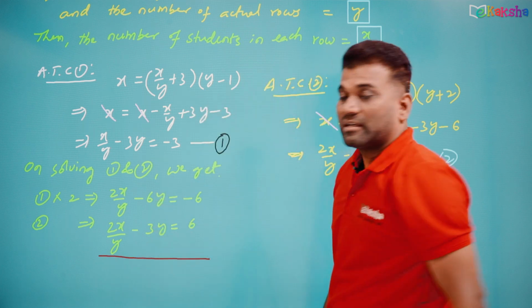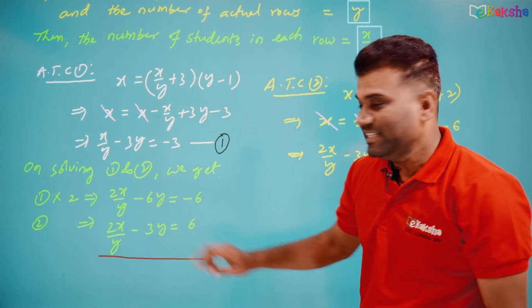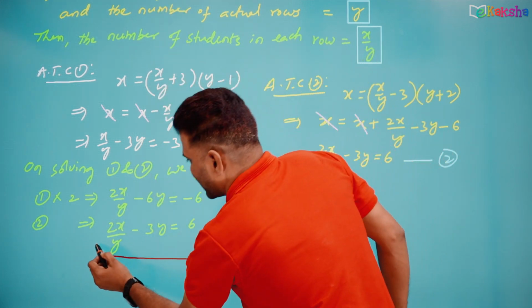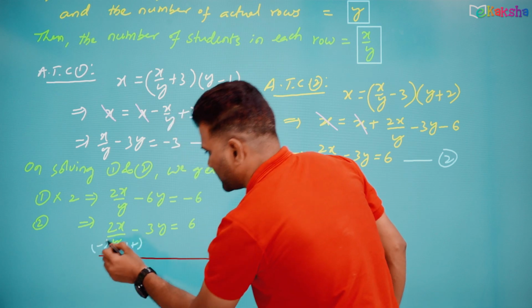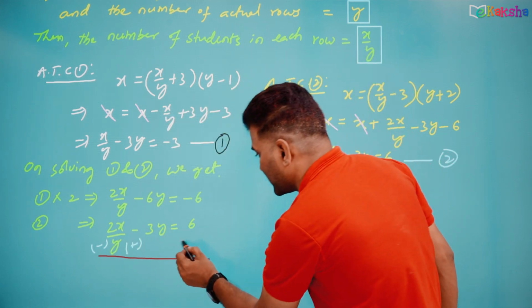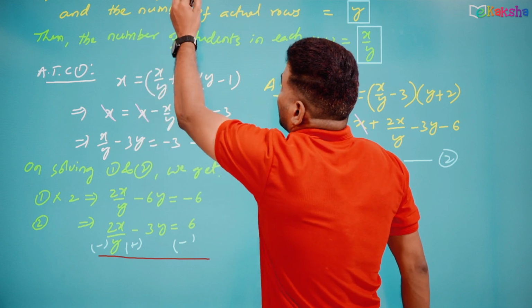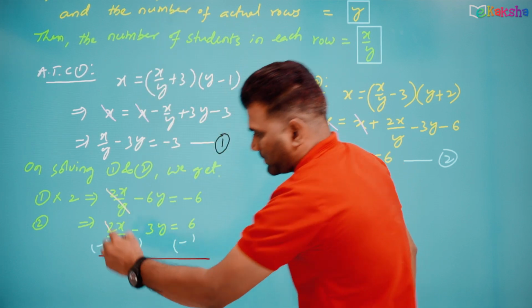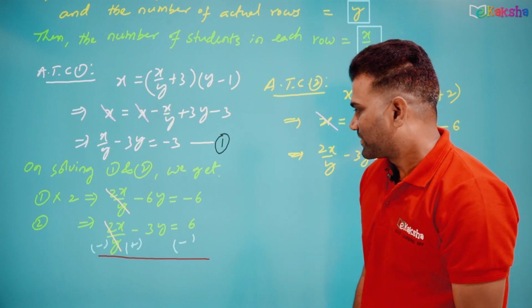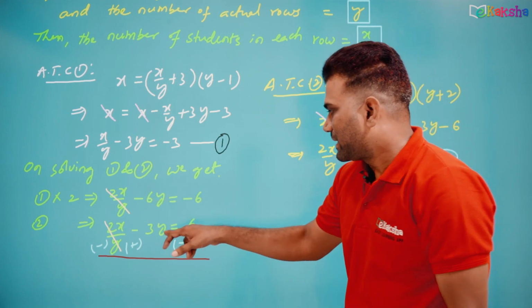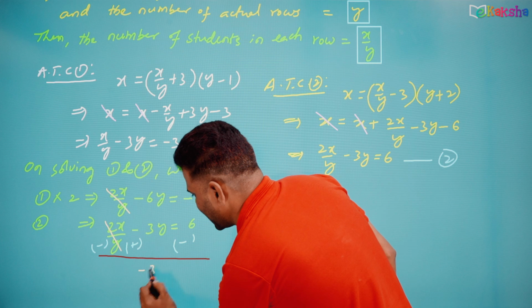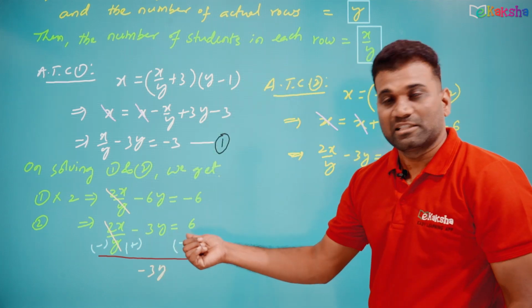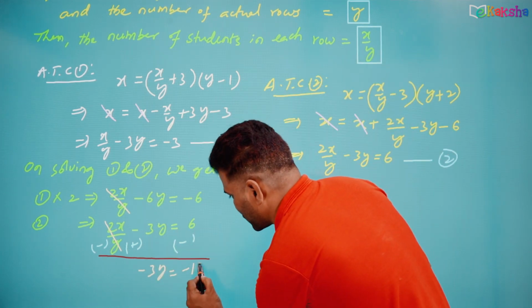Now on subtracting, signs will change, plus becomes minus, minus becomes plus. Here plus 2x upon y minus 2x upon y gets cancelled. Minus 6y plus 3y, this becomes minus 3y. Minus 6 minus 6, this is minus 12.